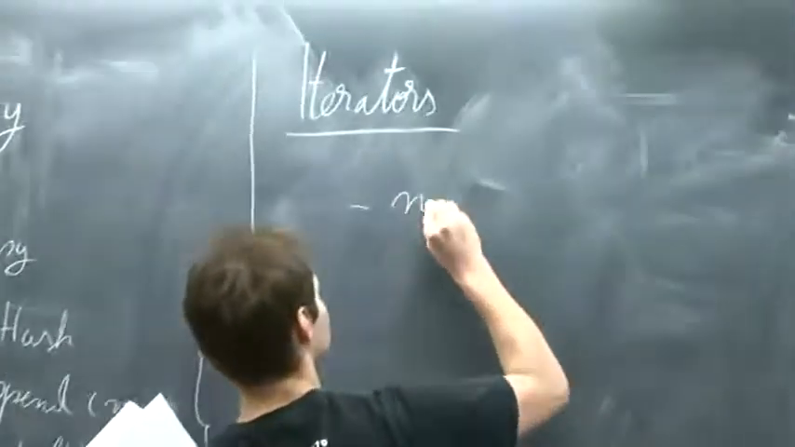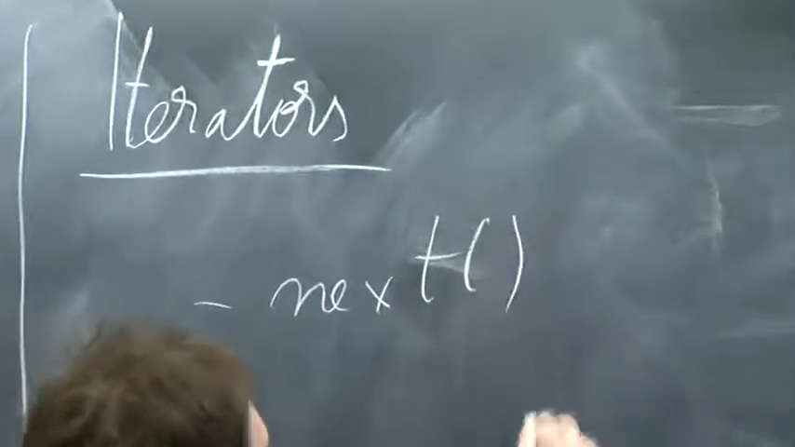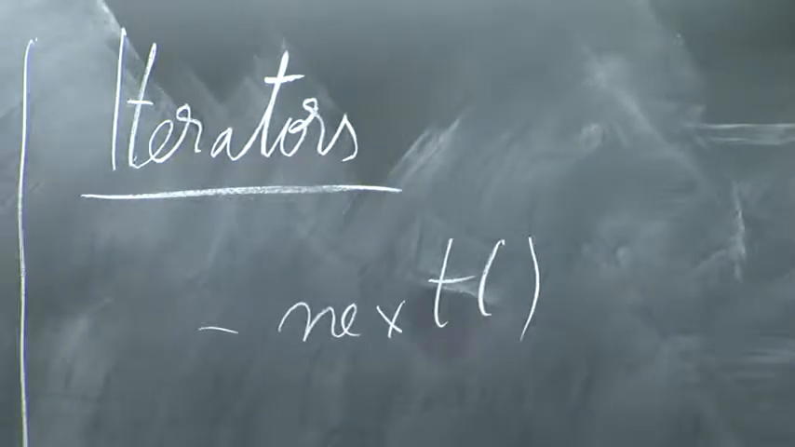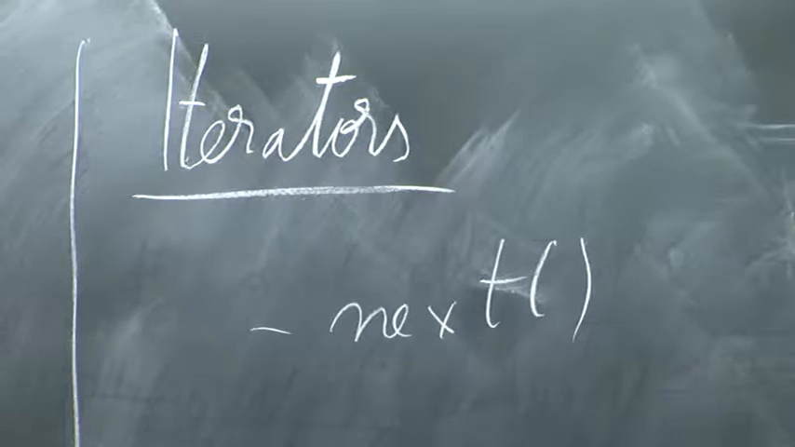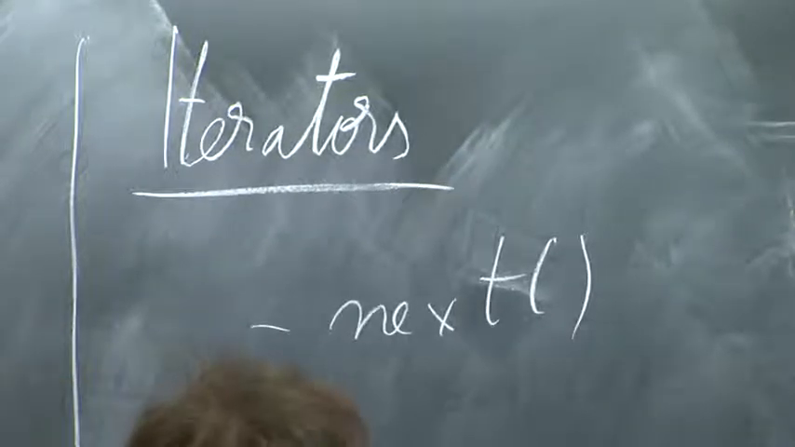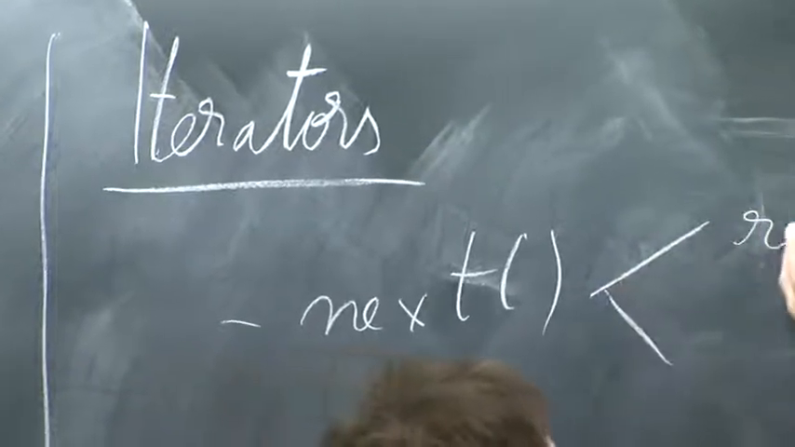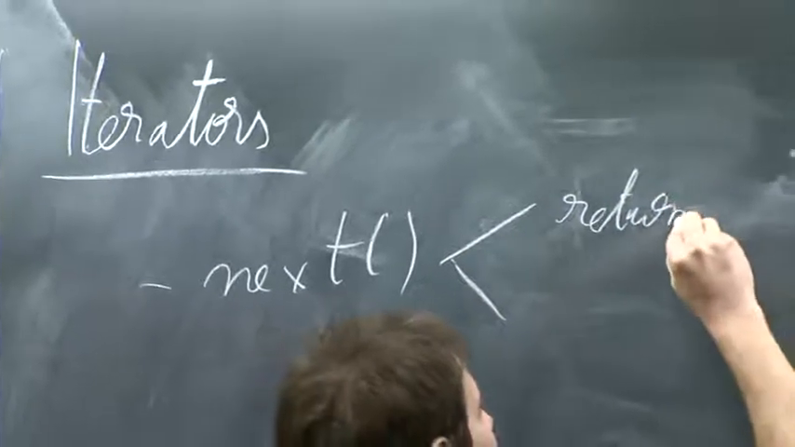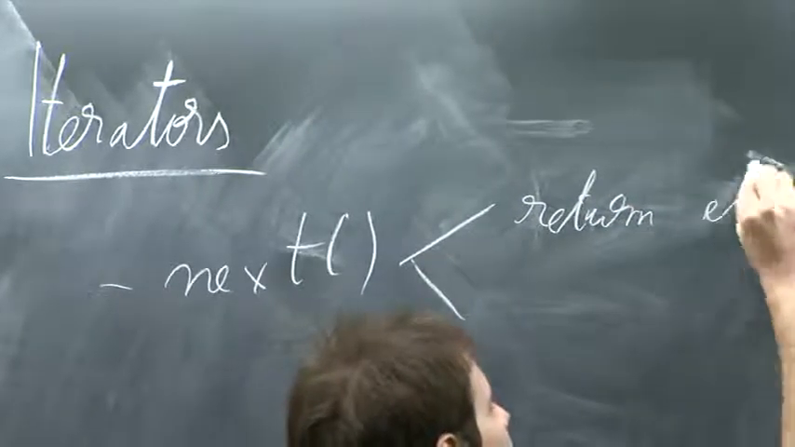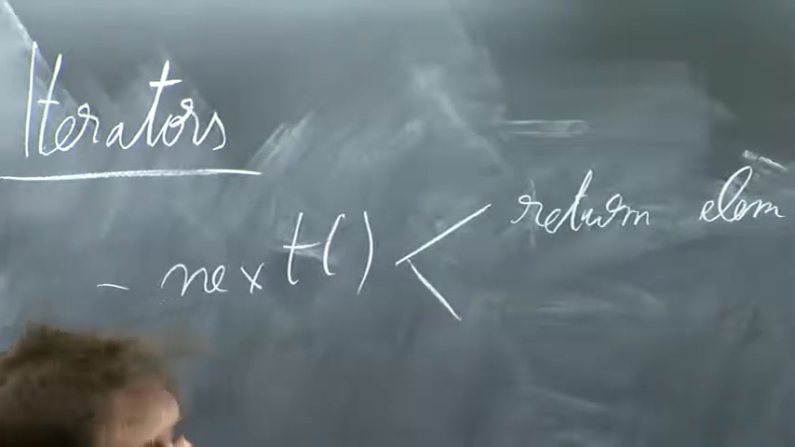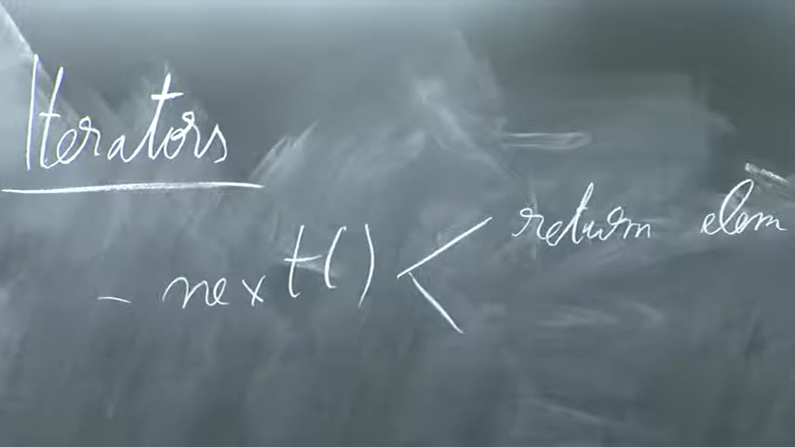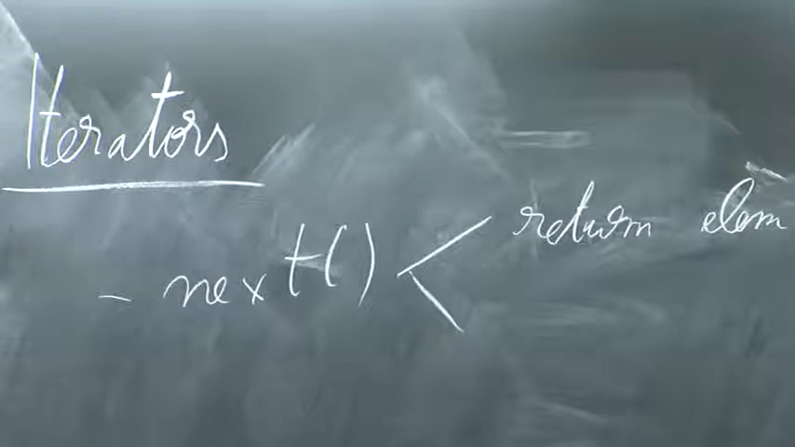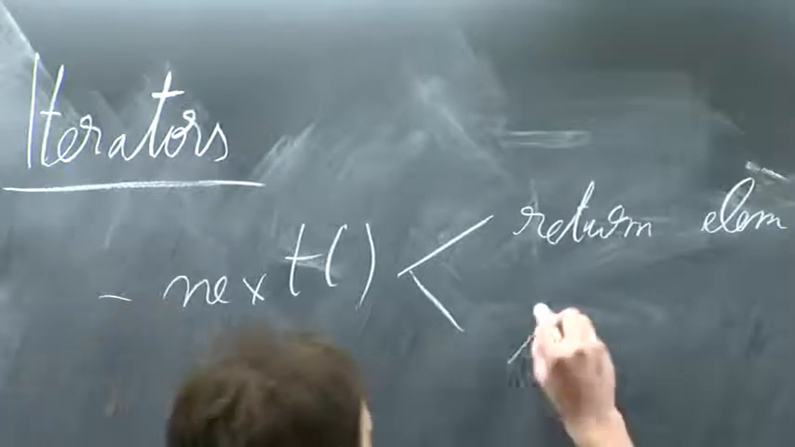OK, let's start with next. That's the fun one. What does next do? It's like pop. OK. So it's like pop. In what way? Use the next character. OK. And what happens when you're at the end of the list? It stops. How do you stop? Uses an exception. OK.